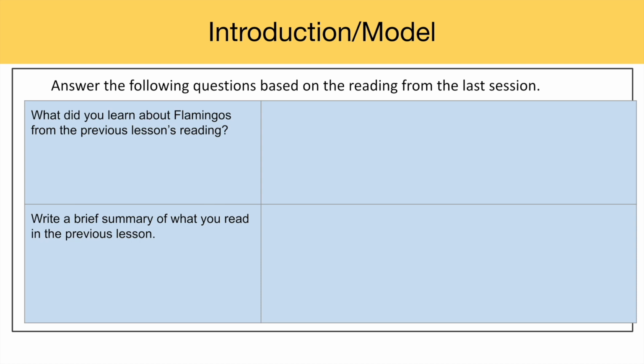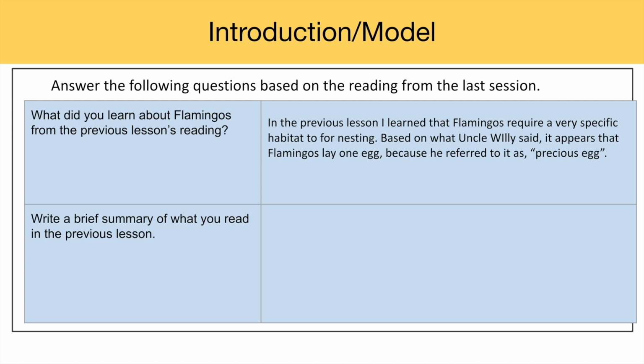Answer the following questions based on the reading from the last session. What did you learn about flamingos from the previous lesson's reading? In the previous lesson, I learned that flamingos require a specific habitat for nesting. Based on what Uncle Willie said, it appears that flamingos lay one egg because he referred to it as, quote, precious egg, end quote.